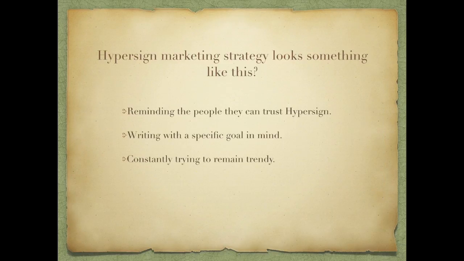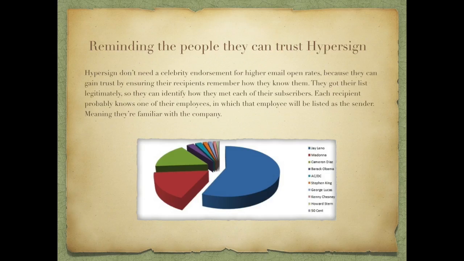Hypersign's marketing strategy looks something like this: reminding the people they can trust Hypersign, writing with a specific goal in mind, and constantly trying to remain trendy. Reminding the people they can trust Hypersign. Hypersign doesn't need a celebrity endorsement for higher email open rates because they can gain trust by ensuring their recipients remember how they know them.